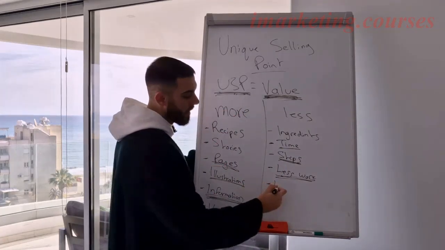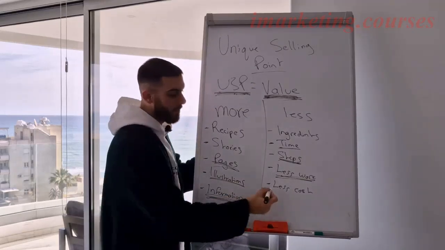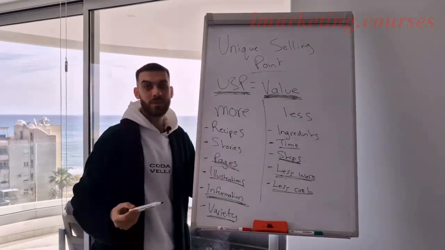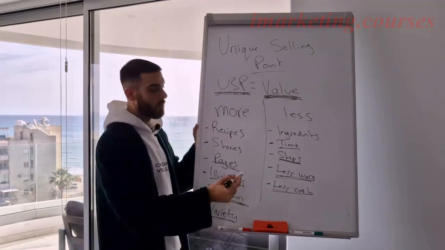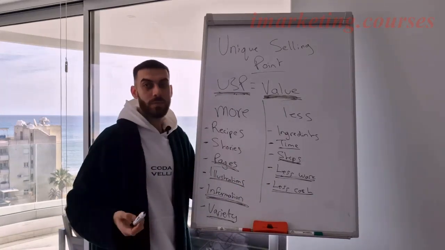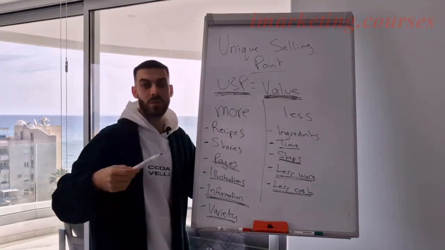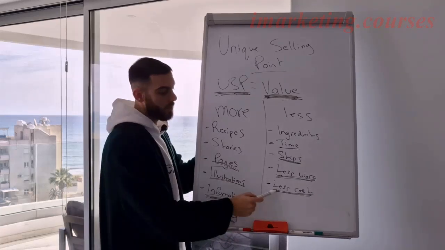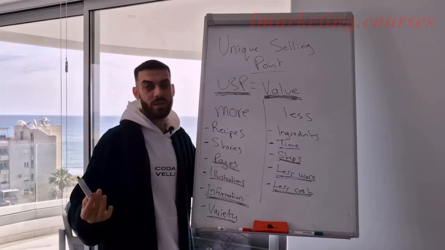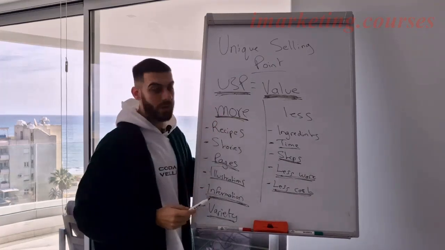It can also be less cost. Now this, I'm not on about the price of your book on Amazon. I'm on about the price of what's needed to do what your book is telling them to do. So maybe it can be a cookbook for college students and it will be 50 recipes you can make for $10 or less. That is a very valuable USP because college students are usually broke. So if you tell them you're going to show them 50 recipes that you can make for $10 or less, sounds pretty good to me.